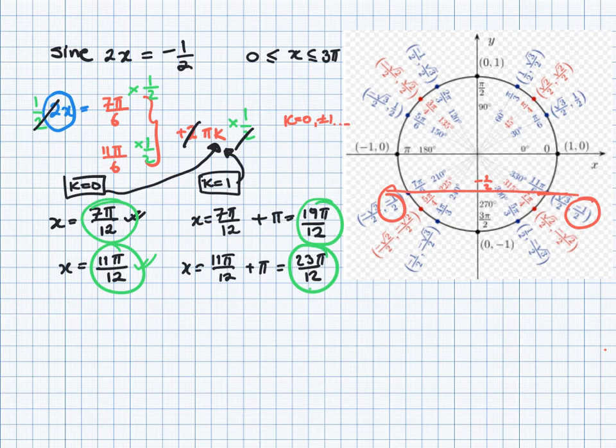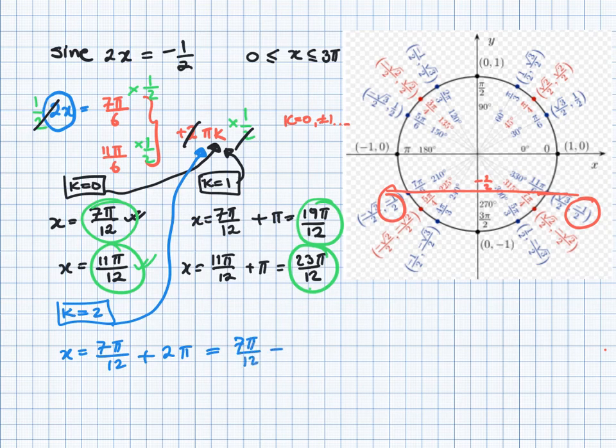So what I'm going to do, I'm going to check for k equal to 2. So it's going to be x is equal to 7 pi over 12 plus, when k is equal to 2, 2 pi. So it is equal to 7 pi over 12 plus 2 pi. So I'm just going to do it like this. 7 pi over 12 plus 2 pi is the same as 24 pi over 12. So I have now the same denominator. So this is going to give me 31 pi over 12.